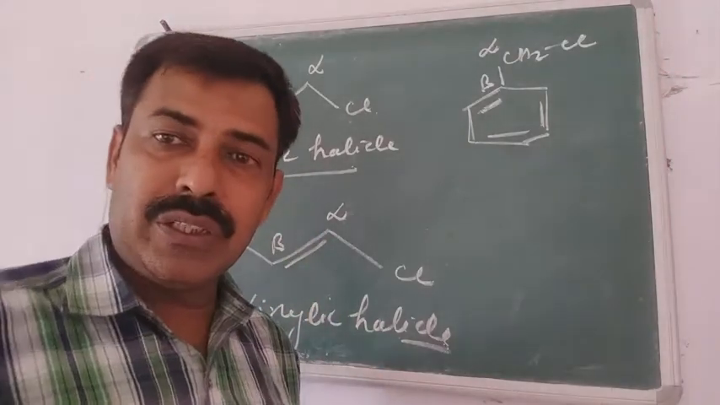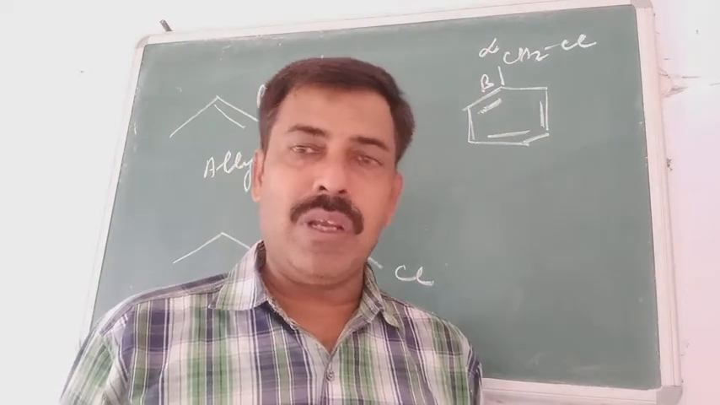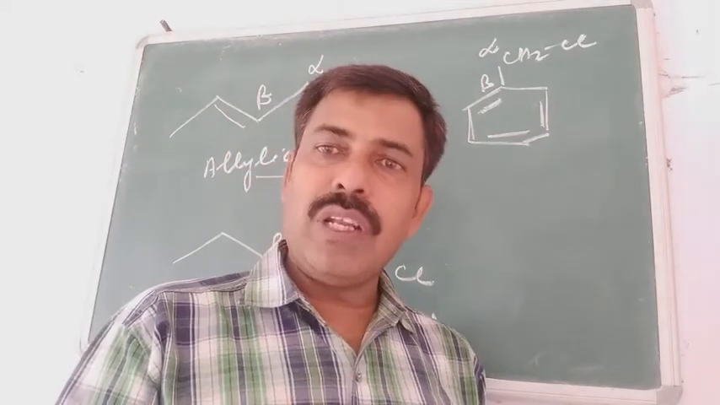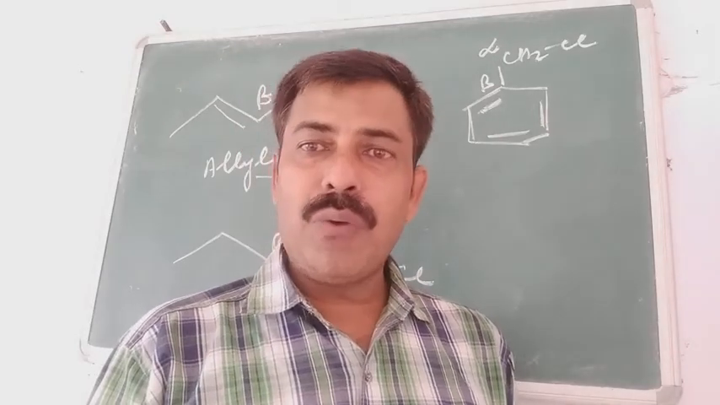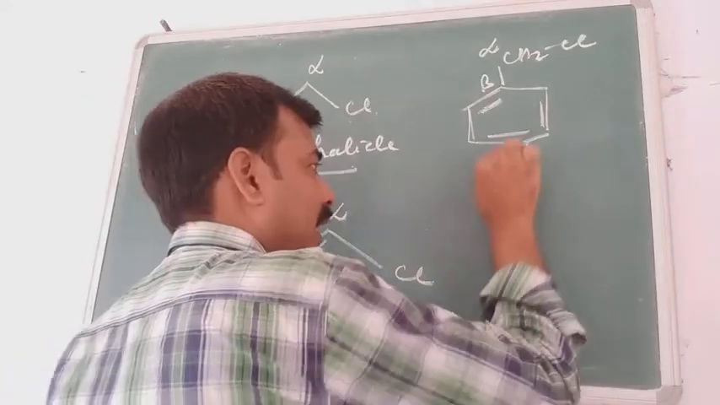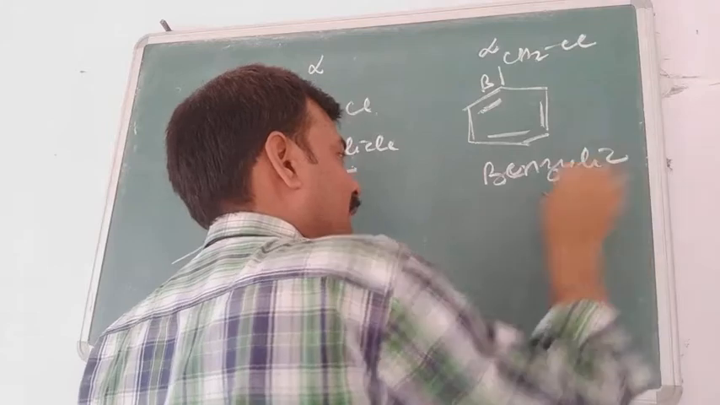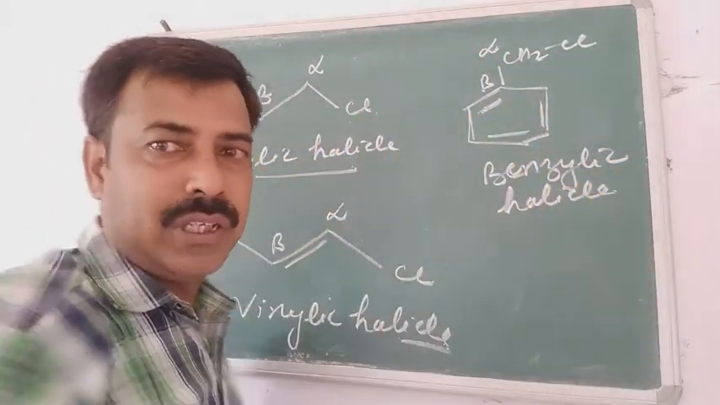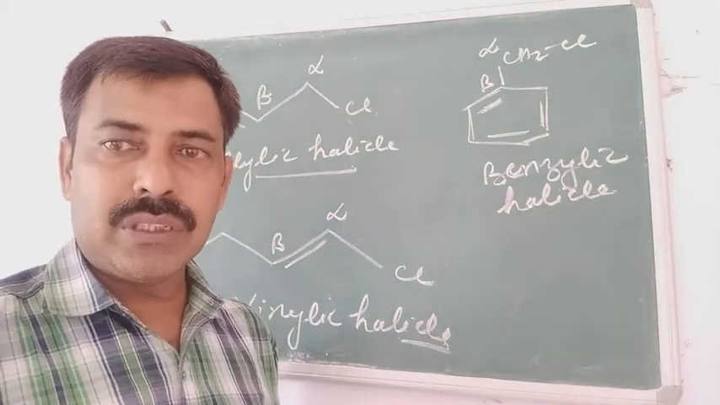But when you see the benzene ring, the double bond of the benzene ring is not as freely available as in the case of any alkyl system. So that will not give the same property which allylic halides give. So the compound is not considered as an allylic halide, it is considered as a benzylic halide. Benzylic halide, when the beta carbon is unsaturated, but the beta carbon is part of the benzene ring.